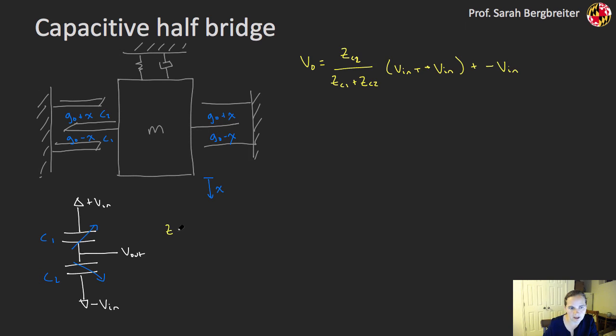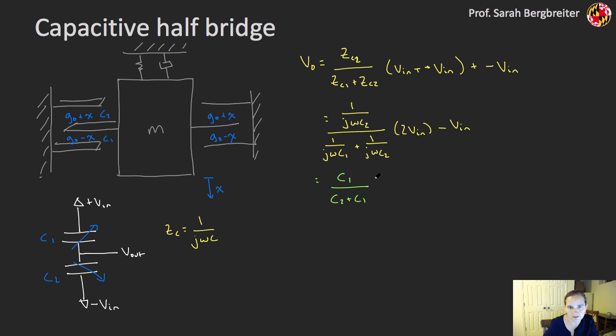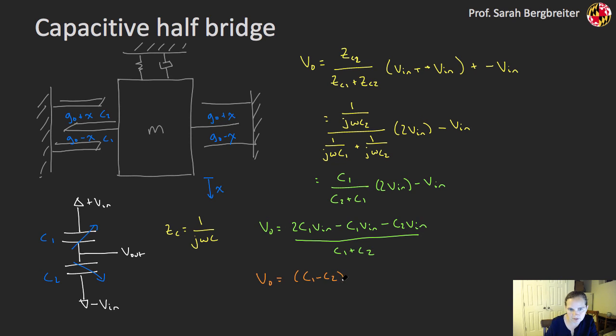Okay, so I know that the impedance of a capacitor is going to be 1 over j omega C, so I can start plugging those in here. I'm going to multiply everything through by j omega C1 C2, and so I'm going to get C1 over C1 plus C2 times 2Vin, minus Vin. And if I multiply this negative Vin by C1 plus C2, I'm going to get, in the end, my Vout is C1 minus C2 over C1 plus C2 times Vin.